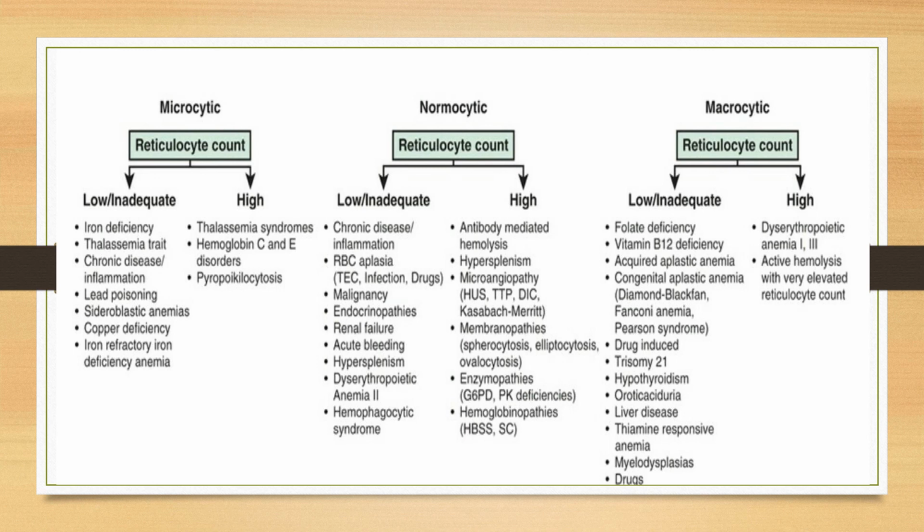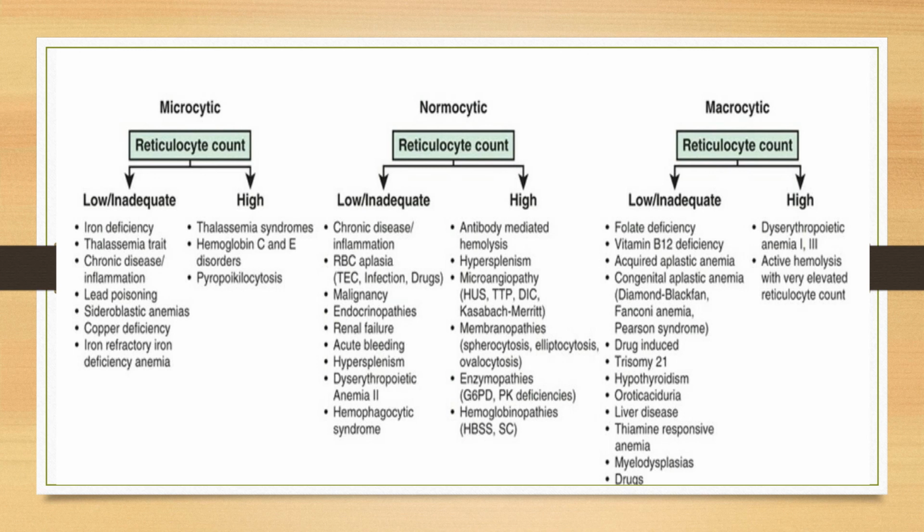Whereas normal MCV with high retic count can be due to microangiopathies like hemolytic uremic syndrome, TTP, disseminated intravascular coagulation, and also membrane defects such as spherocytosis, elliptocytosis, and ovalocytosis, and also enzymopathies like G6PD deficiency, PK deficiency, and the like. Whereas high MCV with low retic count can be due to folate deficiency, vitamin B12 deficiency, and the like.